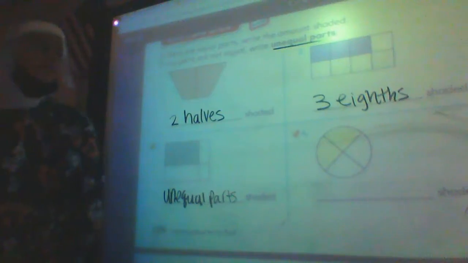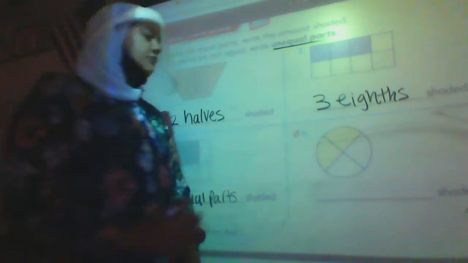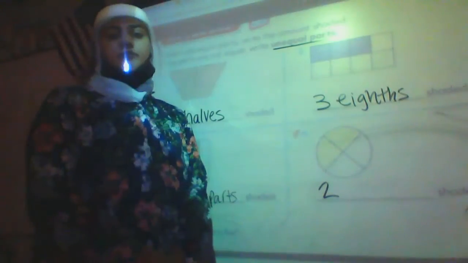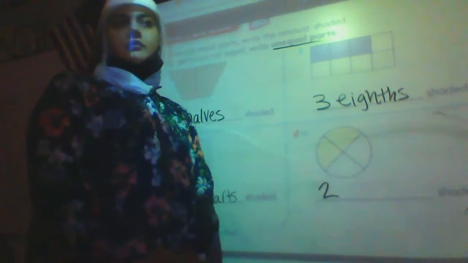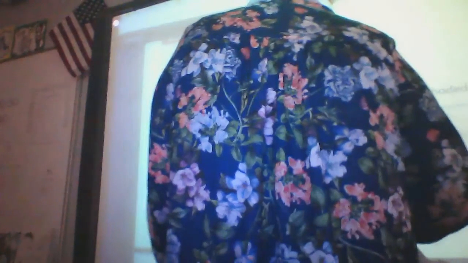Okay, class, let's look at number 4. How many are shaded here? 4. No, how many are shaded? Listen to the question. 2, very good. 2 are shaded. And how many pieces are there? 4. So how do we say that? Fourths. Good job, Destin. So you're going to write fourths.